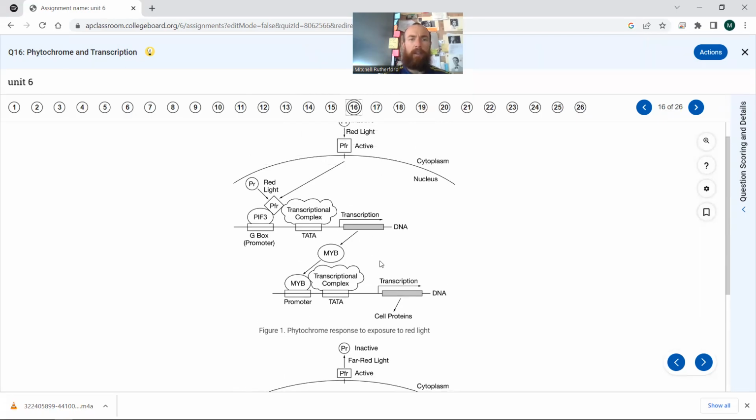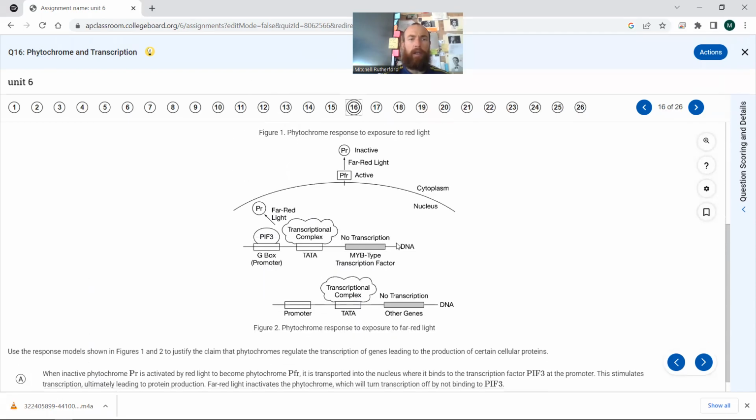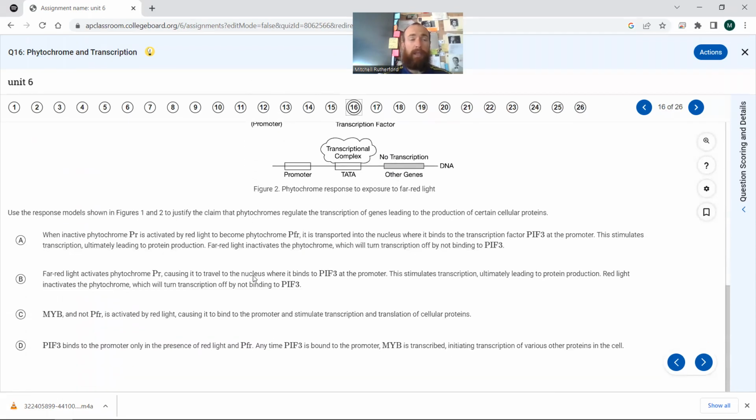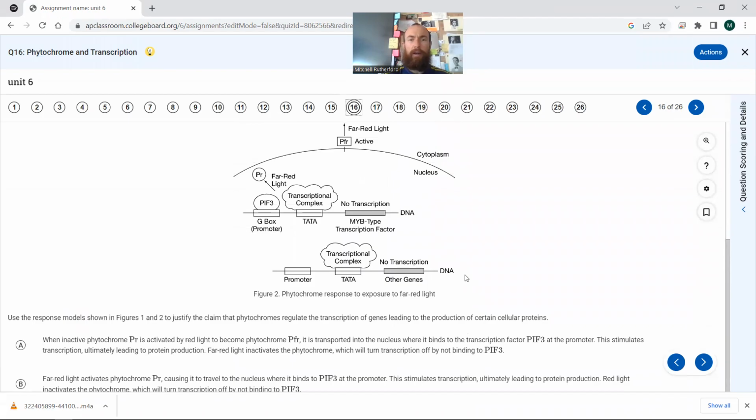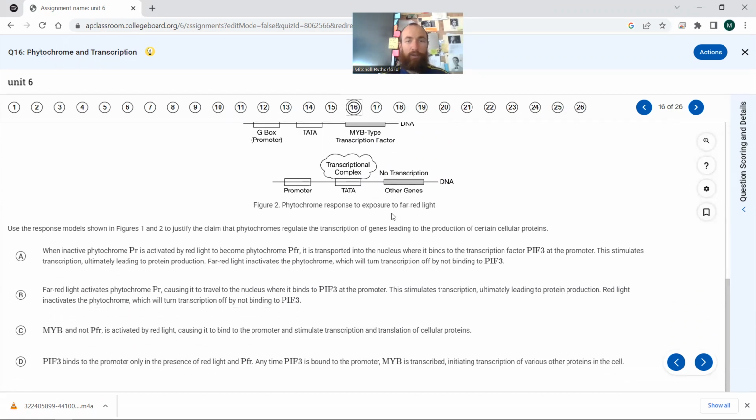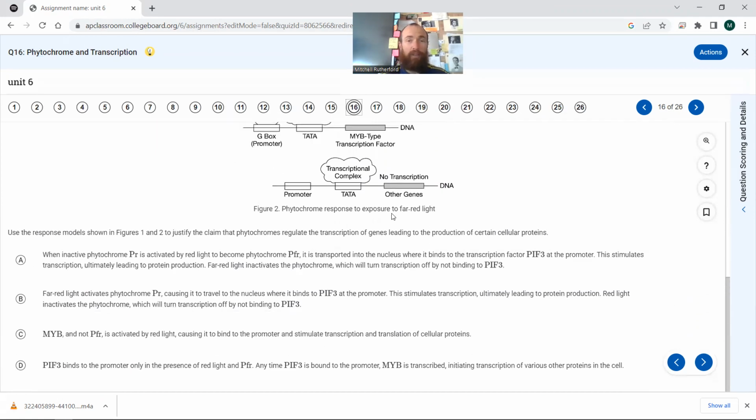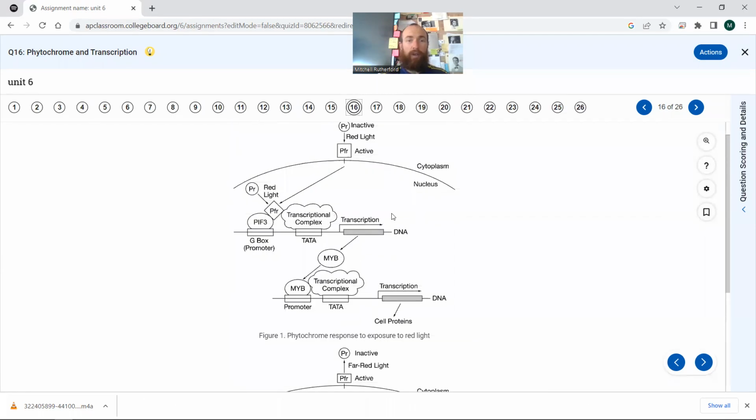Red light means that transcription, game time, right there. Definitely looks like transcription's happening and we're making cell proteins with red light. So I really like A. We can keep looking at the other ones. Far red light activates, causing it to travel to the nucleus, or it binds to promoter, stimulates transcription. I know far red light, literally it says far red light, no transcription, no transcription. That's a simple thing you're trying to look for, okay? Are we making a protein or not? In the first one, red light, protein.